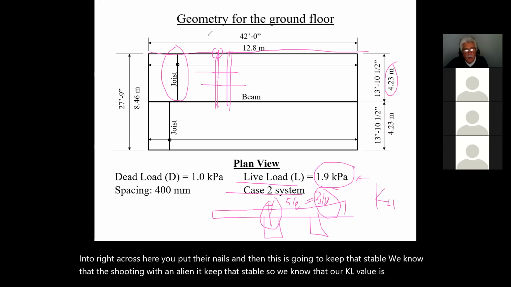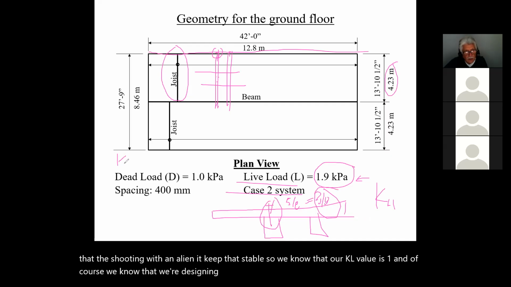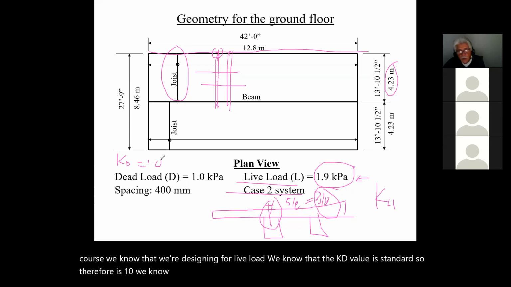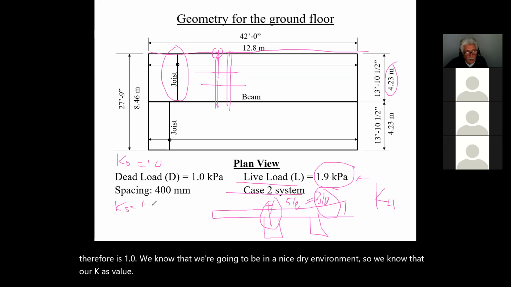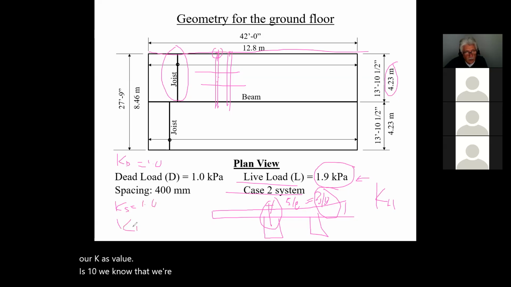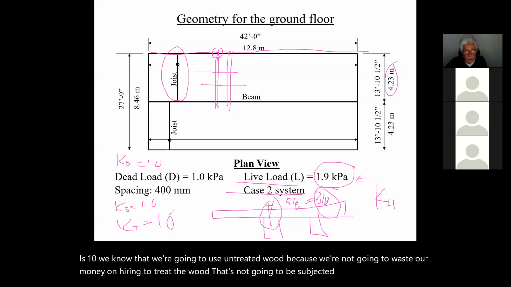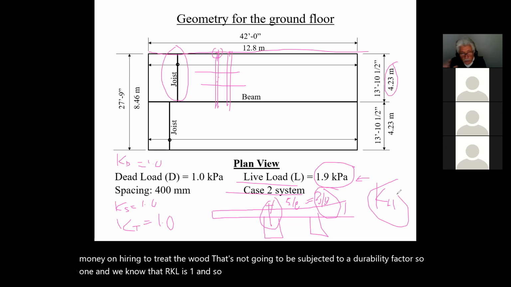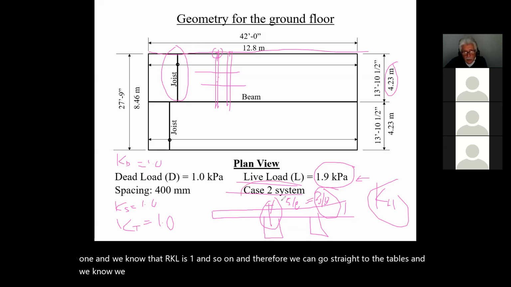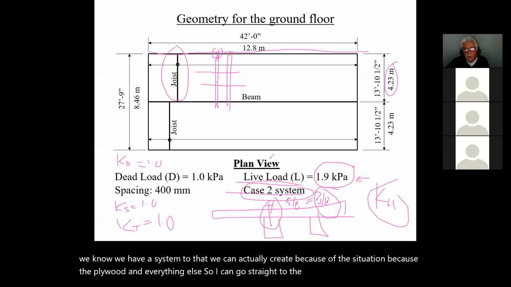And of course, we know that we're designing for live load. We know that the KD value is standard, so it's 1.0. We know that we're going to be in a nice dry environment, so our KS value is 1.0. We're going to use untreated wood because we're not going to waste our money treating wood that's not subjected to a durability factor. And we know that our KL is 1 and so on, and therefore we can go straight to the tables. We know we have a system 2 that we can create because of the plywood and everything else. So I can go straight to the table and pick my joist.